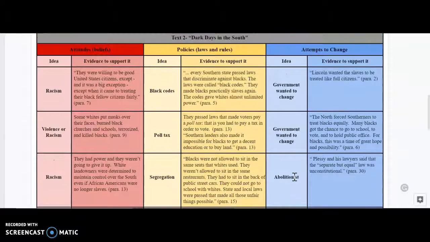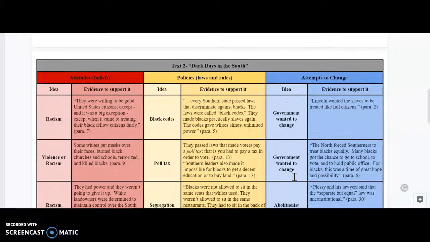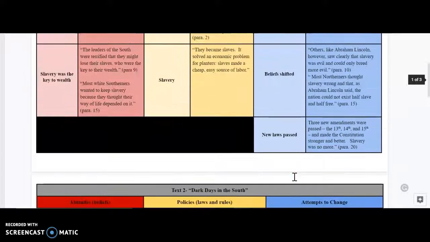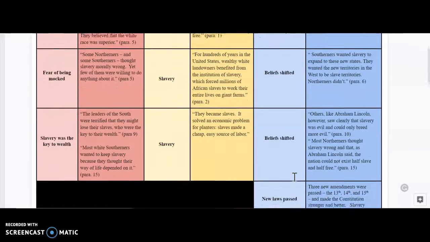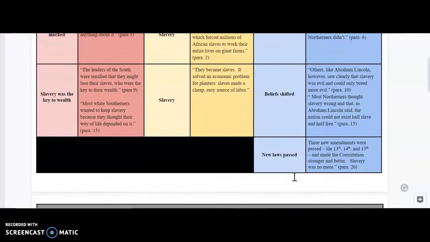So here is a breakdown of the attitudes, policies, and attempts to change that we annotated from each text. This is not the complete list. All right?